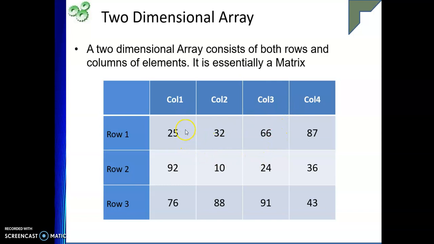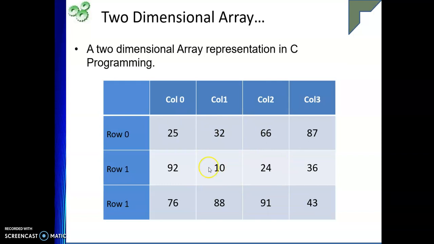That means 25 is in row 1, column 1. 24 is in row 2, column 3. 88 is in row 3, column 2. So it is two-dimensional: this is the row, and this is the column, right? And this is how we represent or store the elements, the values. Okay, moving on. What we have said is a representation.